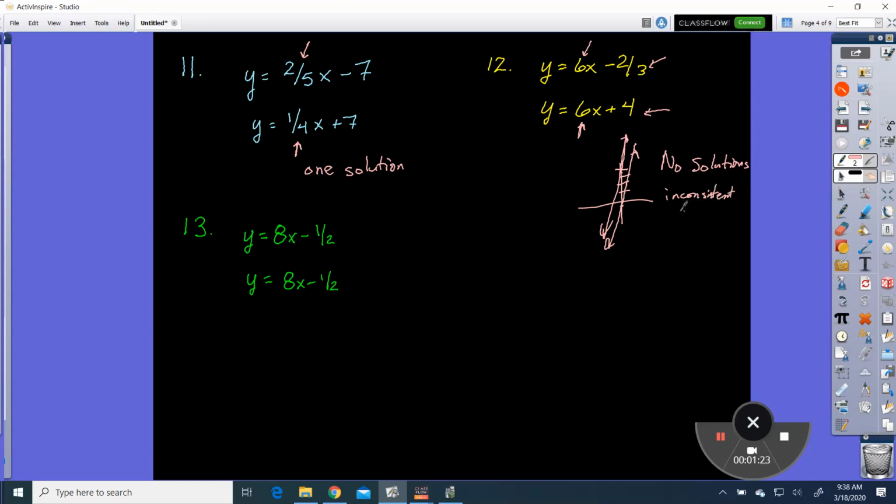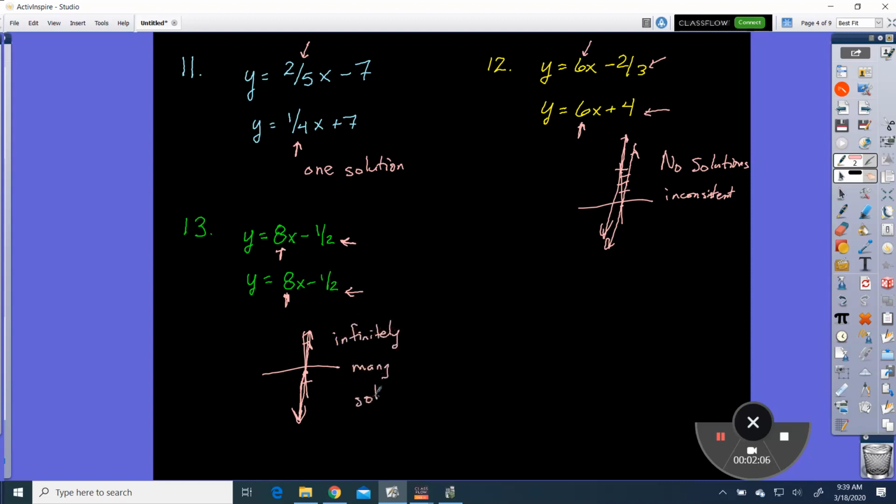So, anyways, that's what inconsistent means. Now, this one, number 13, if we look at it, oh, those are parallel, and we're like, oh, so no solutions. But then you look at the y-intercept and you say, oh, those are the same y-intercept. What that really means is that somewhere right here at 1/2, I have a line that's going up 8 and over 1, so it's pretty steep. It's like this. And then I have another line that's exactly the same one. So those are on top of each other. It's really the same line. So there are infinitely many solutions.